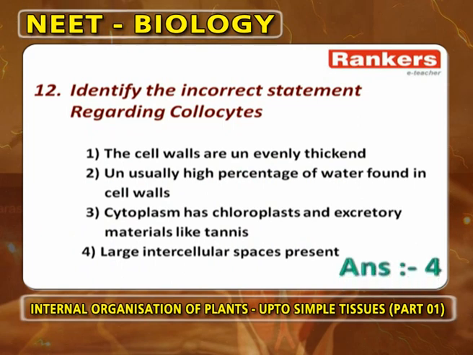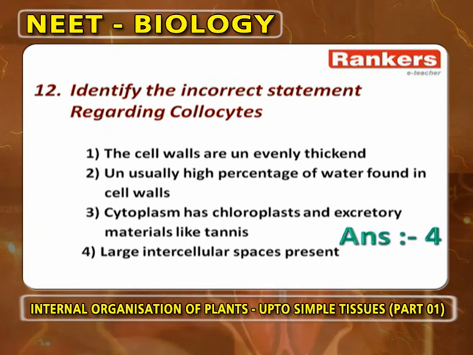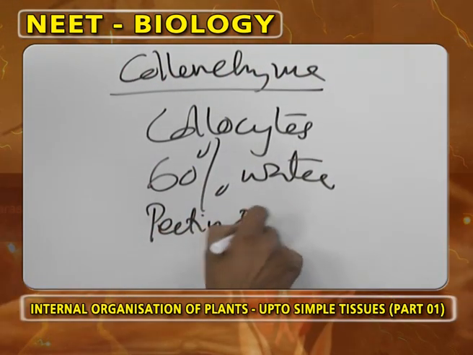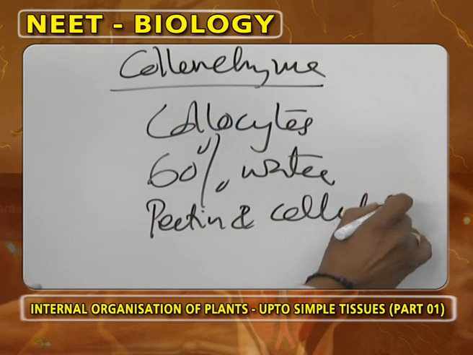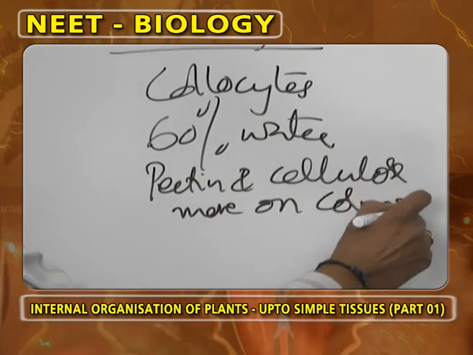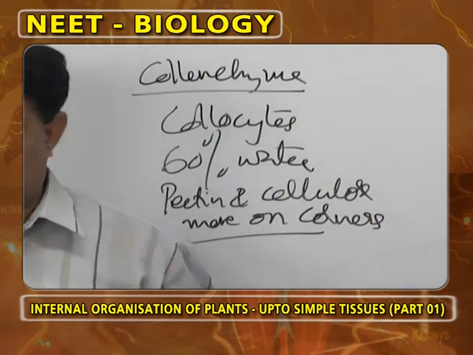Identify the correct statement regarding collocytes. What are collocytes? The cells in collenchyma are popularly called collocytes, which contain nearly 60% of water and show depositions of pectin and cellulose more on their corners. The cell walls are unevenly thickened.